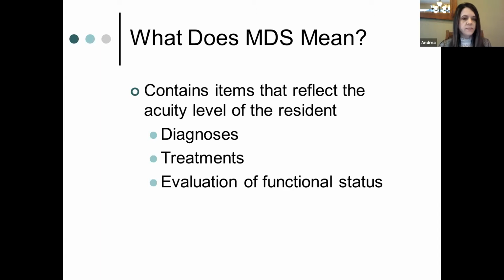By law, all residents in certified nursing homes must be assessed according to this prescribed instrument. MDS 3.0 is our current standardized tool, and the MDS contains items that reflect the acuity level of the resident, including diagnoses, treatments, and an evaluation of the resident's functional status. The MDS is used as a data collection tool to classify patients into payment groups. In other words, how does the facility get reimbursed for the value of services provided?